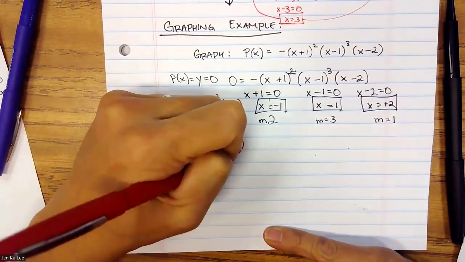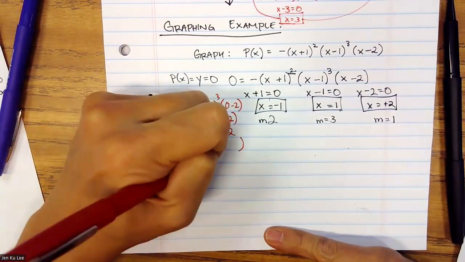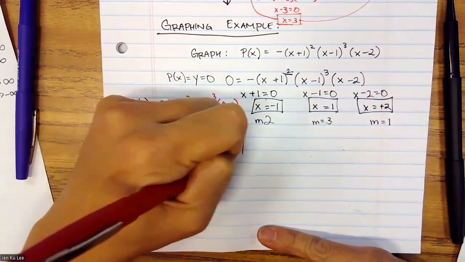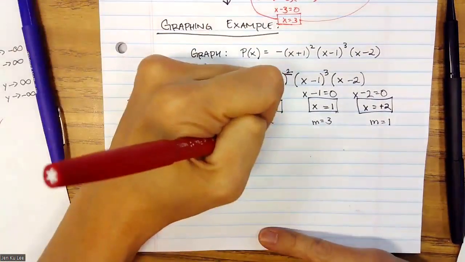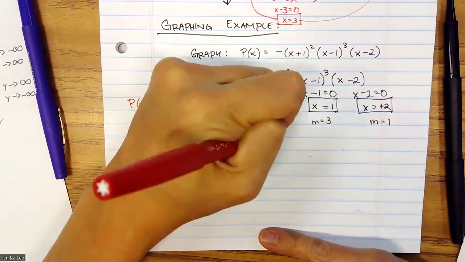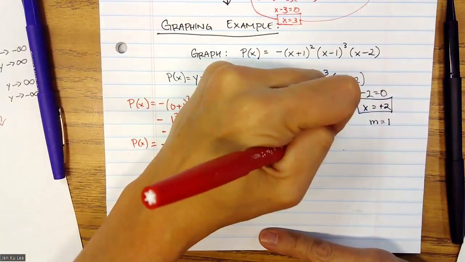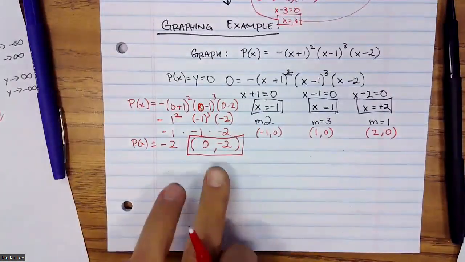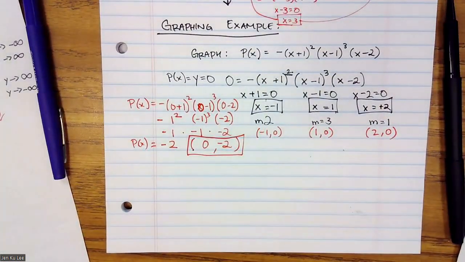So I have a y-intercept of 0, -2. Okay? And all of these x-intercepts, I have -1, 0, I have 1, 0, and I have 2, 0. All right, so I got 1, 2, 3, 4 points of my graph, and I'm well on my way to graphing this.